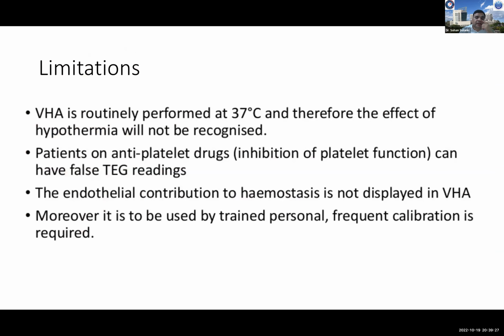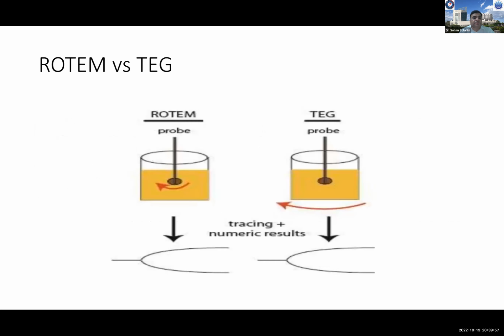So the limitation of the TEG is this. VHI, the viscoelastic hemostasis, is routinely performed at 37 degrees, so it cannot really tell you about hypothermia and its effect. And if the patient is on antiplatelet, I already told you, then you will need some platelet mapping agent. It will also not tell you about the endothelial contribution to the hemostasis. And for that, you need a trained person and frequent calibration of the machine.